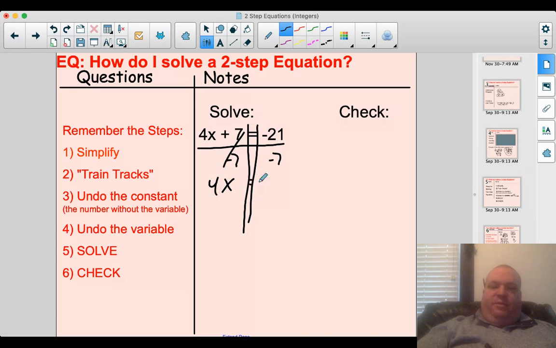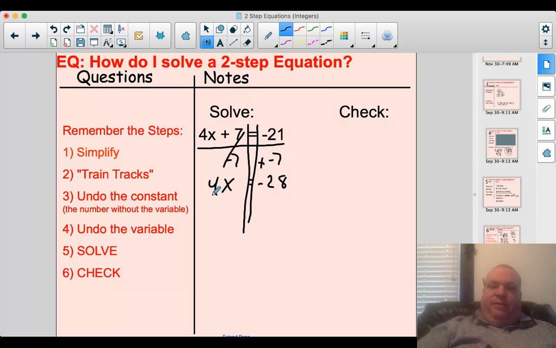4x equals, remember, negative 21 minus 7 is the same as negative 21 plus negative 7. We still want to be turning our subtracting into adding the opposite. A negative plus a negative is a bigger negative. So I get negative 28.